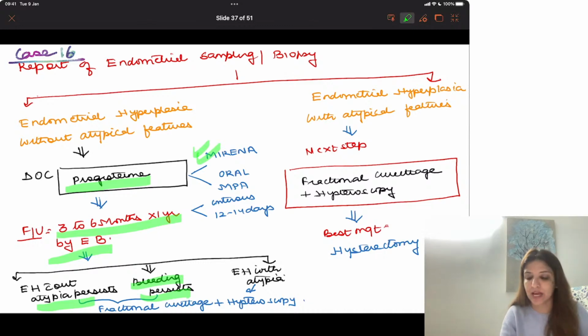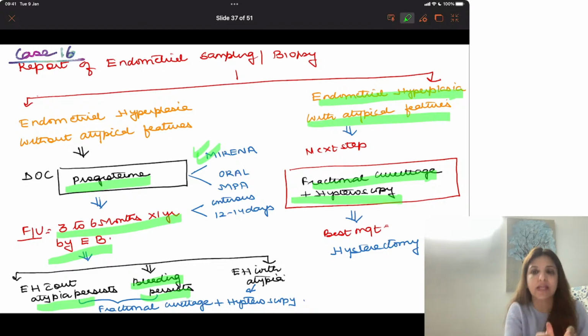If my report comes as endometrial hyperplasia with atypical features and they ask you the next step, it is fractional curettage and hysteroscopy to rule out any coexisting endometrial cancer which may be present. Because if endometrial cancer is present, my answer is not a simple hysterectomy. In that case, I am not going to do a simple hysterectomy. So before I jump to hysterectomy as the answer, I have to first rule out endometrial cancer, and in order to do that, my next step is fractional curettage and hysteroscopy.